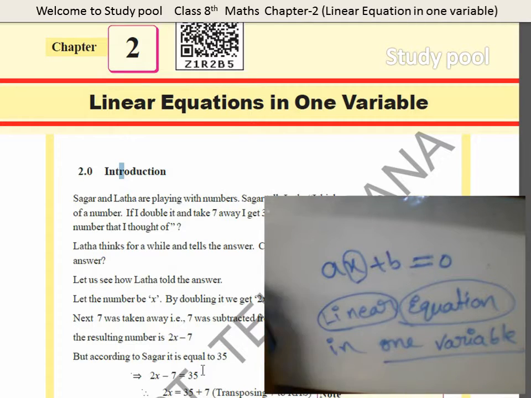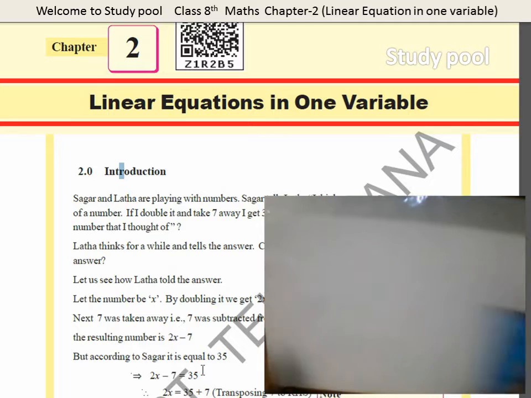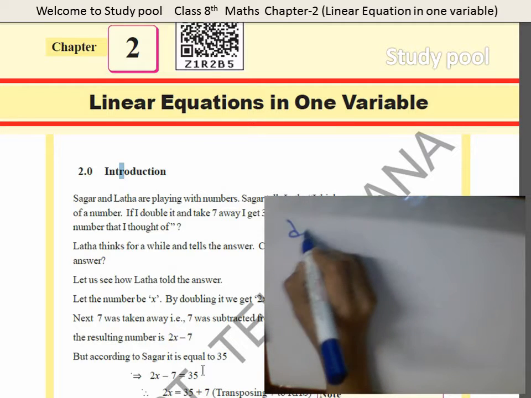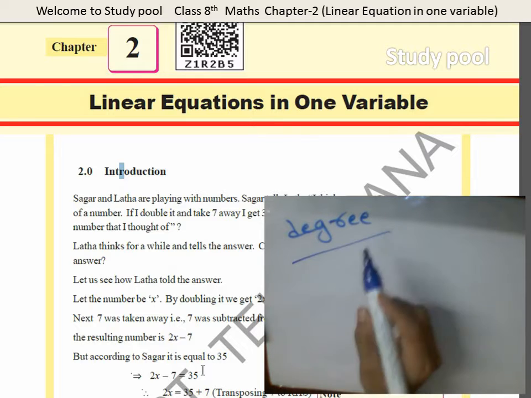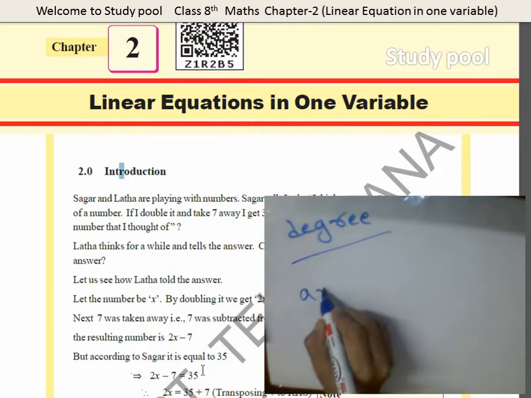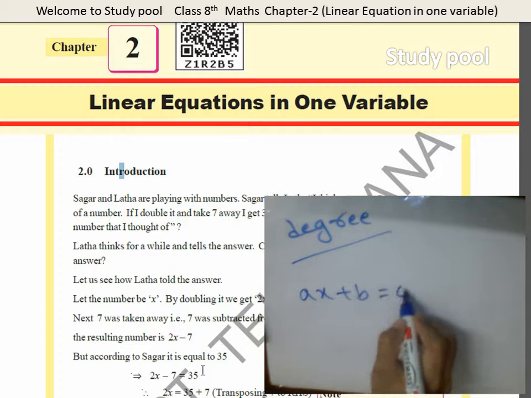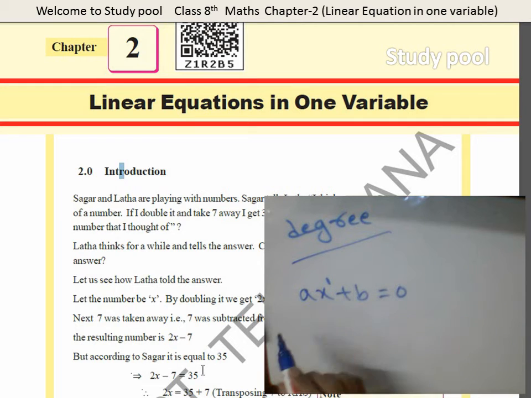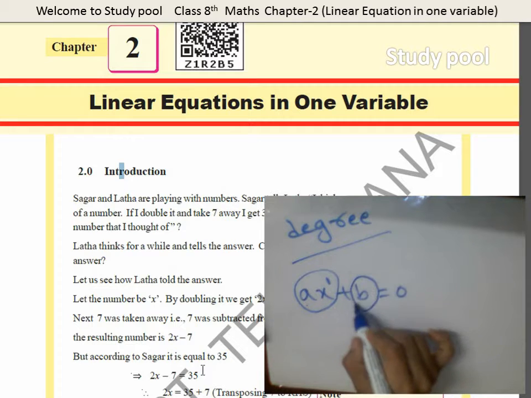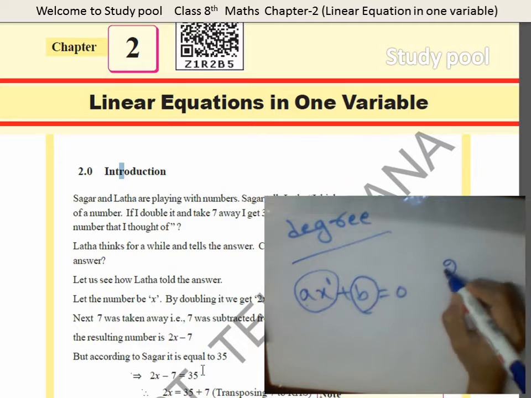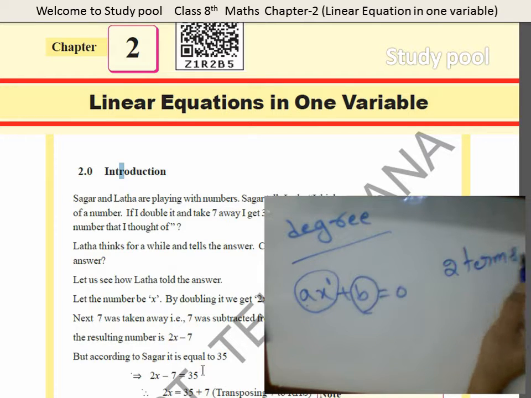Now let us see what is meant by linear. Linear depends on the degree. What is meant by degree? Let us see. If I take ax plus b is equal to 0, here x power 1 is there, nothing but x power 1. So the degree of this monomial is 1. Here this is one term and this is another term, so in this equation two terms are there. Already you have learned this, but I am repeating it again.